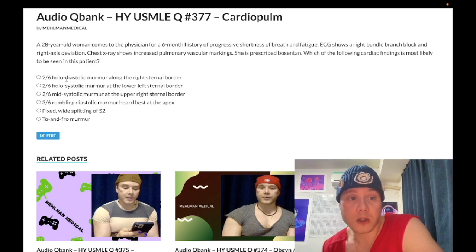Choice A, 2 on 6 holodiastolic murmur along the left sternal border. This is just aortic regurg, okay? So aortic regurg, bounding pulses, head bobbing. It's loudest after S2, so loudest in early diastole, okay, as the decrescendo element. Connective tissue disorders, okay, high yield Ehlers-Danlos, Marfan syndrome. You can get aortic dissection that can propagate retrograde to the aortic root, cause dilatation, and an ensuing aortic regurg, okay? There's a lot we can talk about.